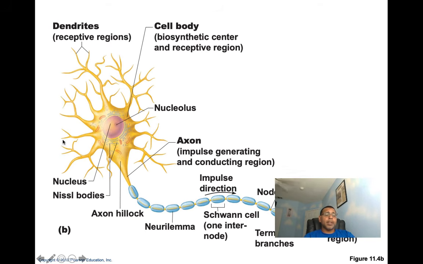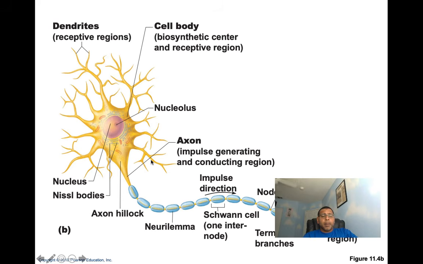Like we said, they're the main receptive or input region. They receive the incoming signals. The soma, the cell body, can also receive incoming signals as well. It can serve as basically the region that receives incoming signals too. Next, we have the axon. The axon is basically any long process coming off of that cell body. We can also refer to it as the nerve fiber.